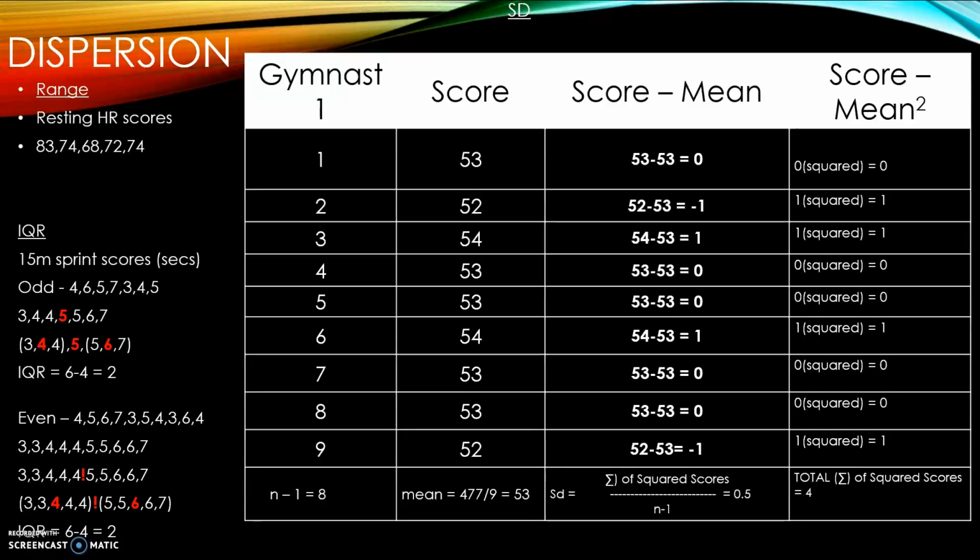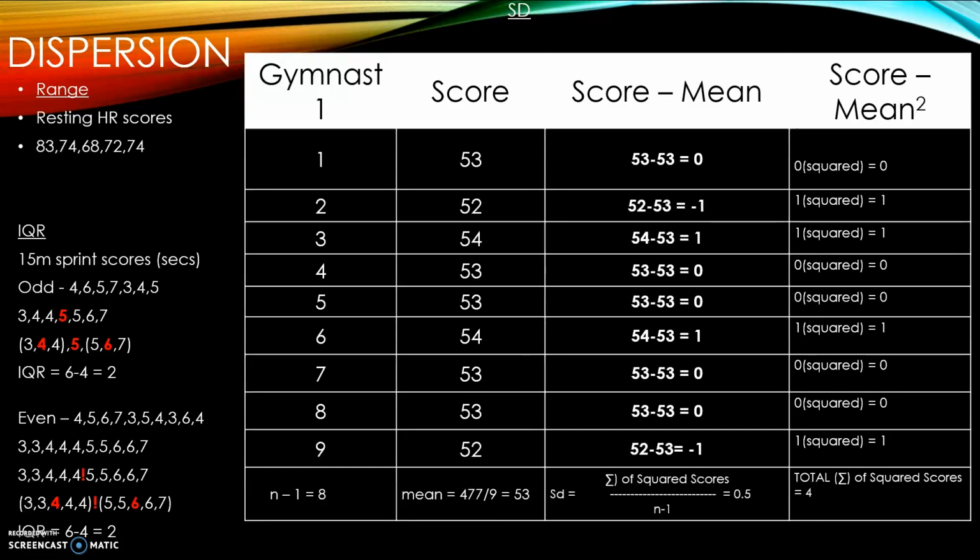To calculate the interquartile range with the scores received from 15-meter sprints of young female British gymnasts when the data set is even, you put the data set in rank order to begin with, and then you draw a line in the center of the data, so the line will be between the third 4 and the first 5 in that data set. You then put brackets around the data either side of the line you made, as shown there.